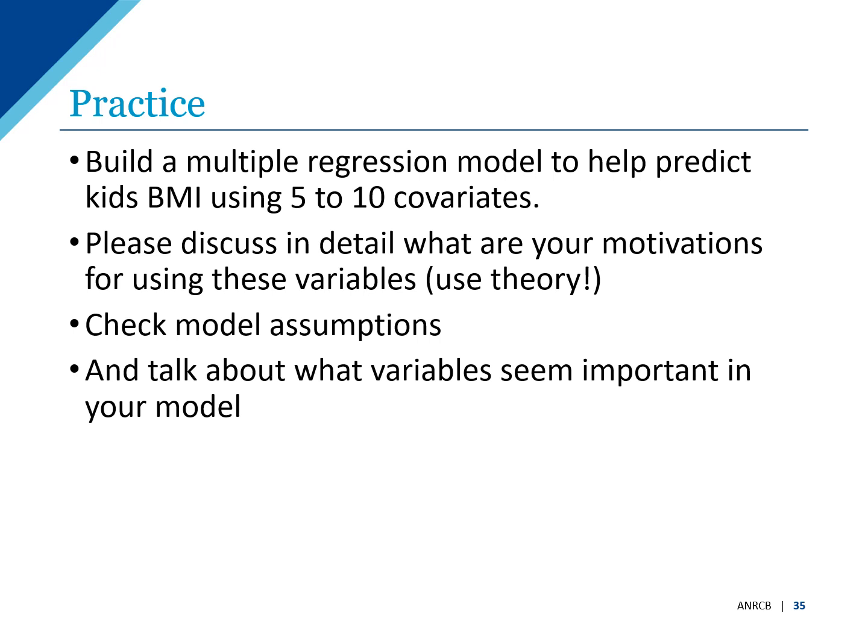You can practice on your own by building a regression model to help predict BMI using 5 to 10 different covariates. Choose the covariates based on theories or conceptual models and discuss why you chose them. Check your model assumptions, and after you run the model, talk about what variables seem to be important in your model.